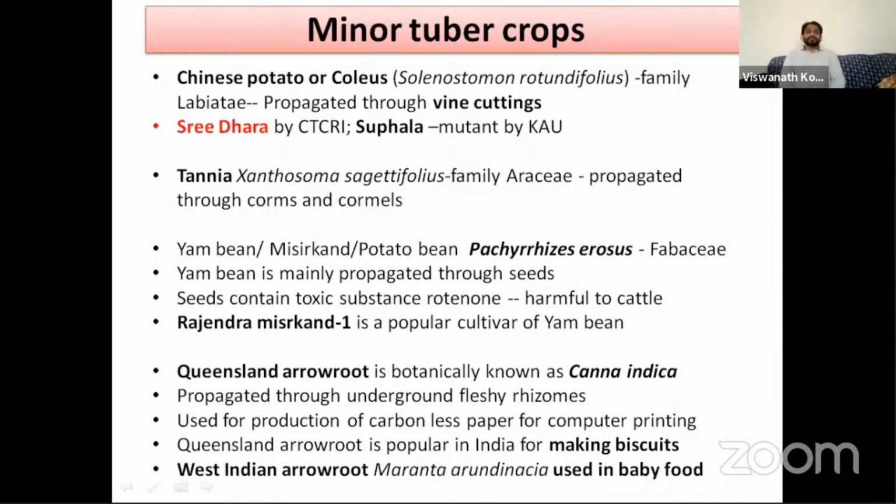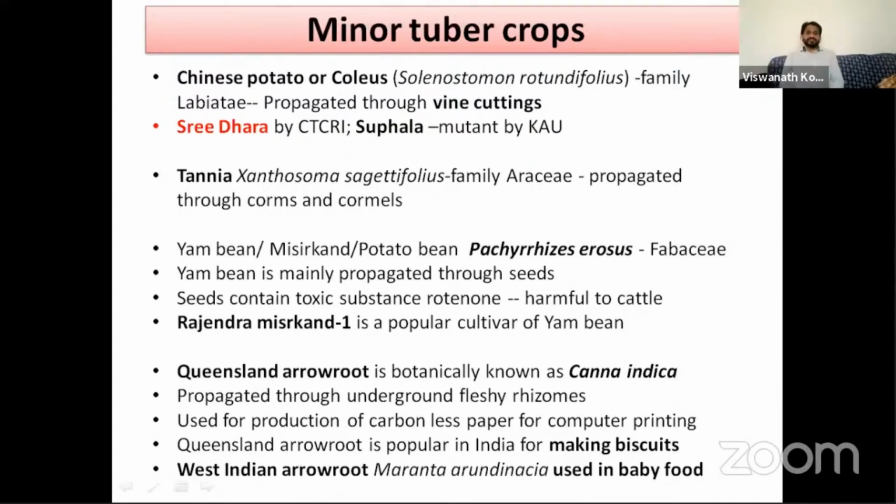There are some minor tuber crops like Chinese potato, Coleus rotundifolius, propagated by vine cuttings. There are two important varieties of Chinese potato, Sree Dhara from CTCRI and Suphala. Suphala is a mutant variety of Chinese potato released by the Kerala Agricultural University. Sree Dhara is also a repeatedly asked question.